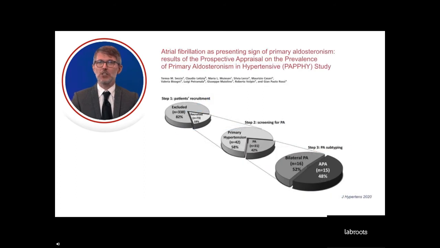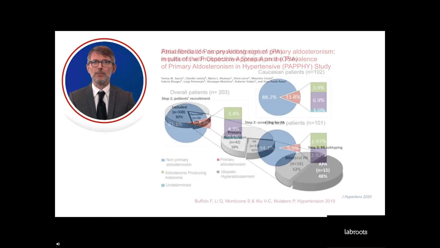Atrial fibrillation is a new indication in the consensus that was not introduced in the Endocrine Society Guidelines. And this is due to this study in which primary aldosteronism was highly prevalent in a population of patients with hypertension and atrial fibrillation, but without an underlying cardiac structural alteration.